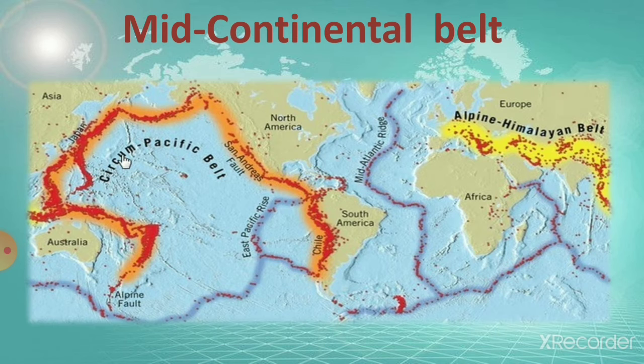Now the next one is the Mid-Continental Belt. The Mid-Continental Belt includes the Alpine Mountains, Mediterranean Sea, Northern and Eastern Africa and Himalayas. About 25% of seismic events are recorded here. So the next belt which has the maximum number of earthquakes is the Mid-Continental Belt, and it has about 25% of seismic events every year.